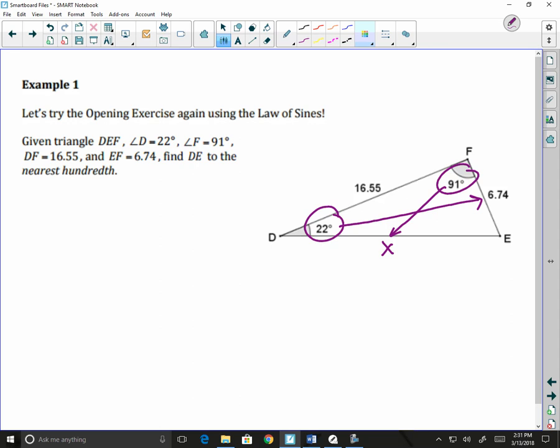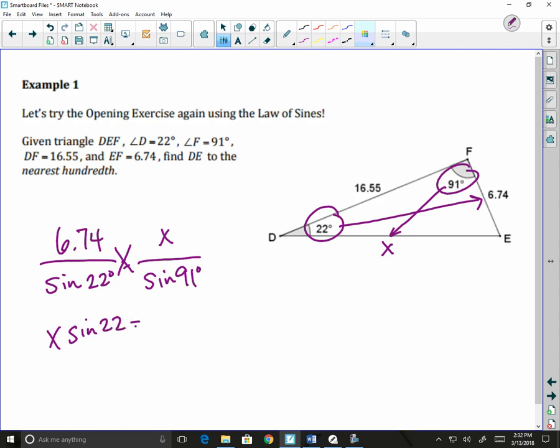Now, like it said on the previous page, we just need to use two fractions. So we're going to say the side of 6.74 is divided by the sine of its matching paired angle, 22 degrees. And that's going to be in proportion to x over the sine of 91. And from here on out, we really just have an algebra problem. So we want to cross multiply here. So I have x sine of 22 is equal to 6.74 sine of 91.